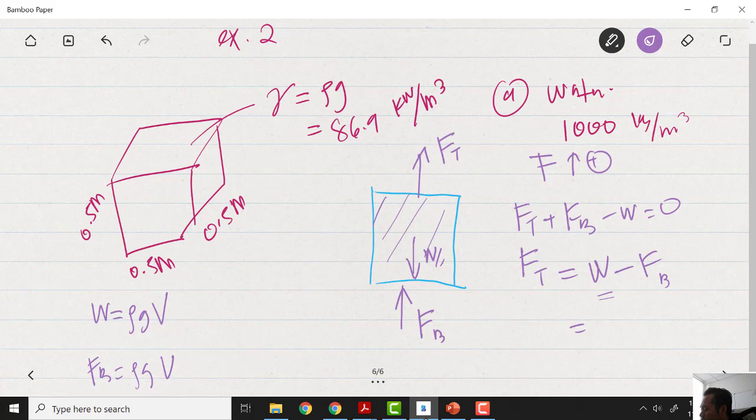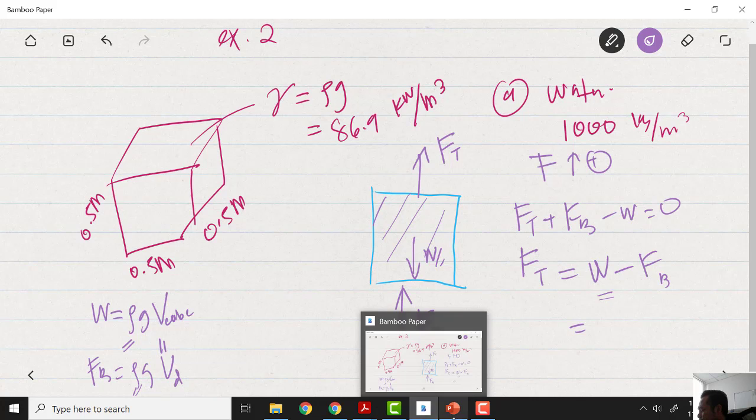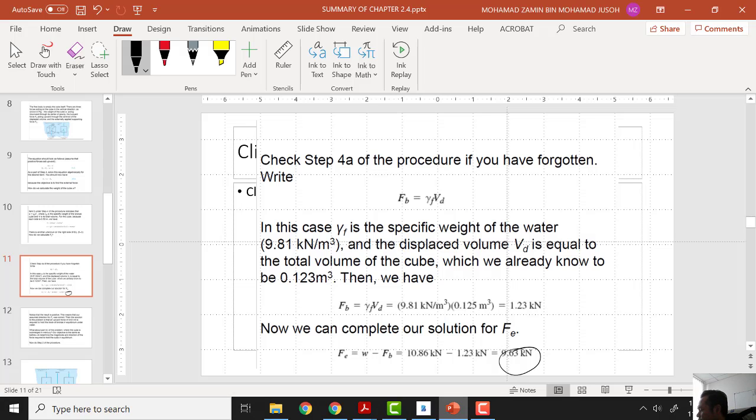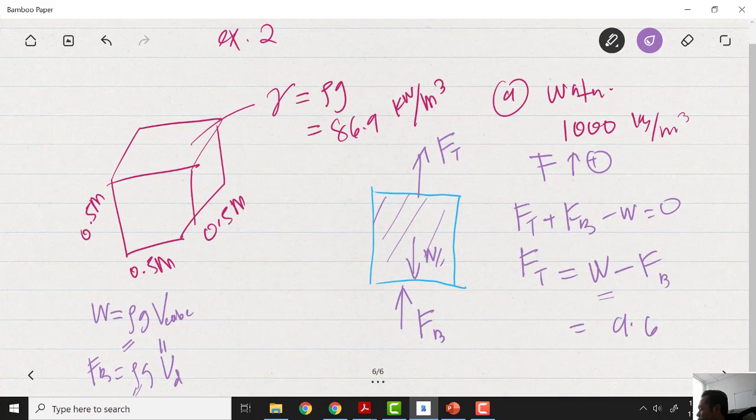So FB is also equal to rho GV. But which rho? Here it is the rho of the water. Just remember, FB uses rho from the water. This V here is the volume of the cube, and this is the displaced volume, since the entire volume is immersed in water, so the volume is the same. You need to solve this one, and then we got the answer 9.63 kilo.